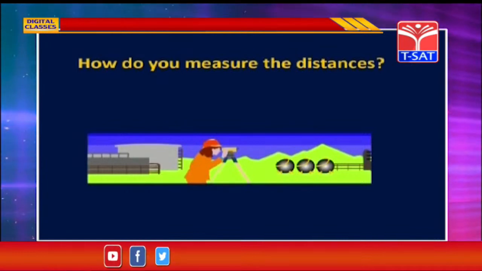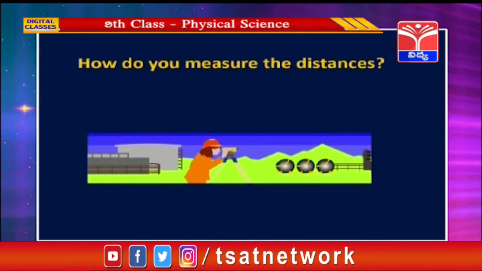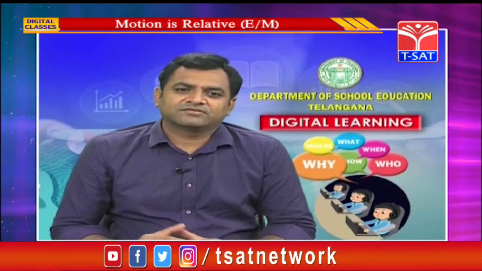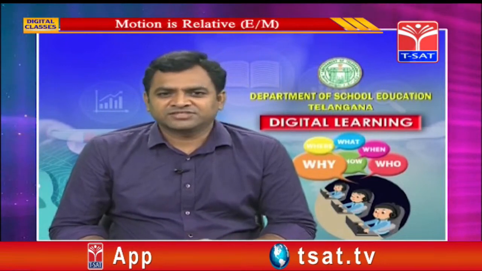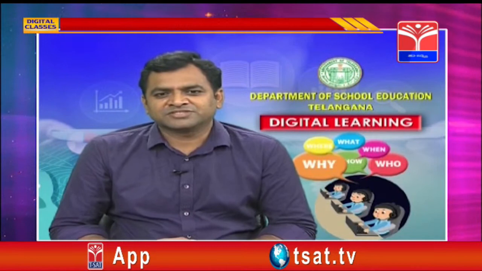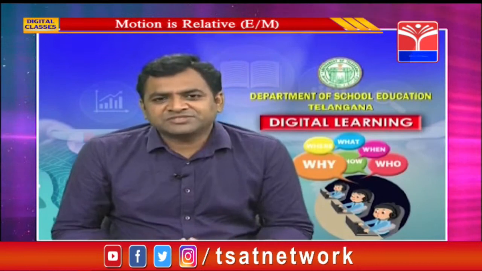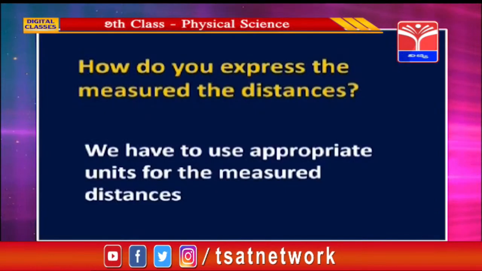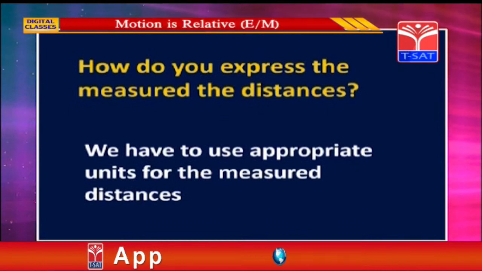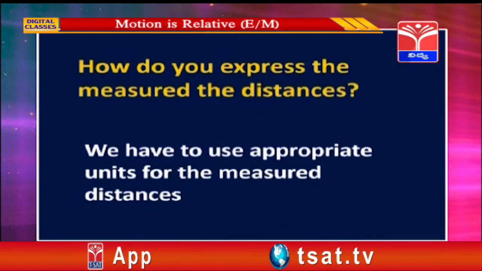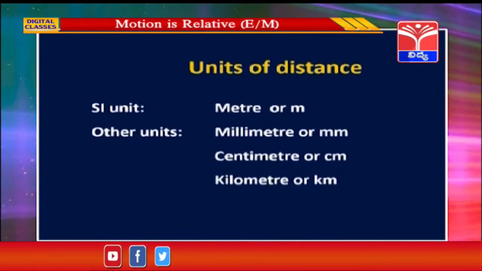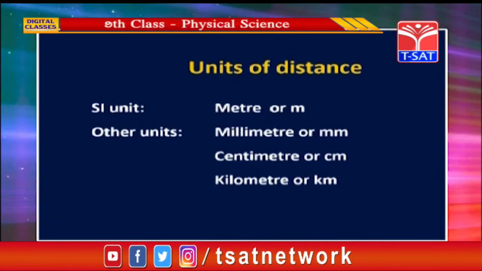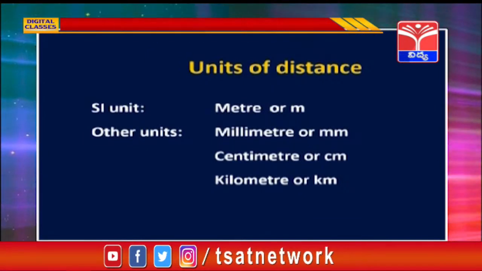Here is an example where an engineer is measuring the distance. We often see this during construction of dams or roads, etc., where engineers use specific devices to measure long distances. For even larger distances, we can use electronic survey equipment. After measurement, we have to use specific units, because whatever measurement is being done, you have to express it correctly. We have different units for distance. The SI unit is the meter, and other units are millimeter, centimeter, kilometer, etc.